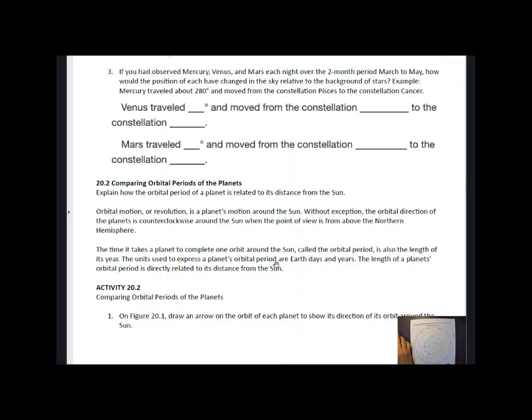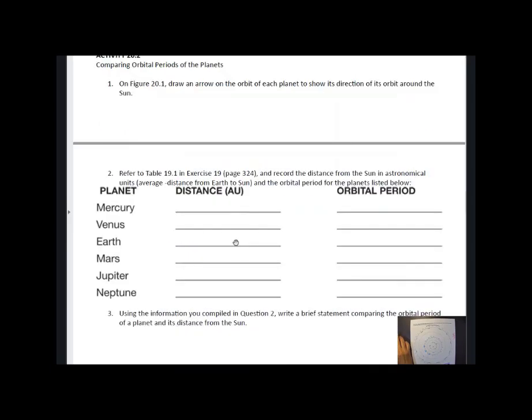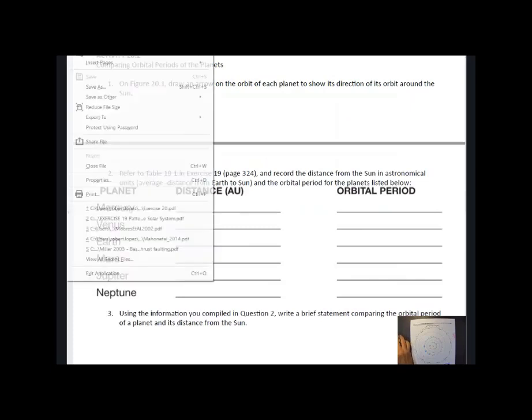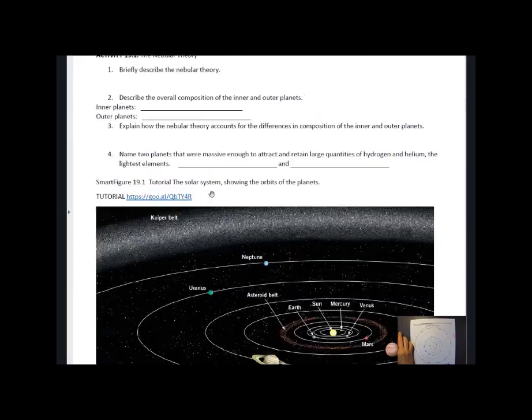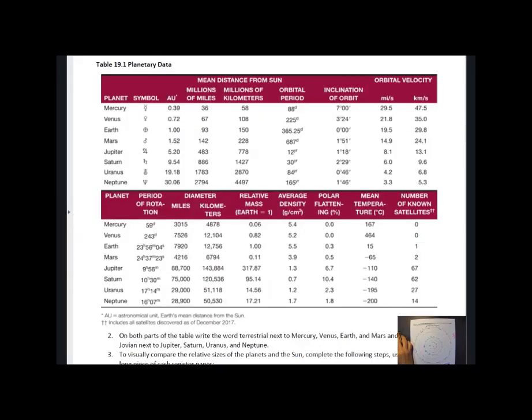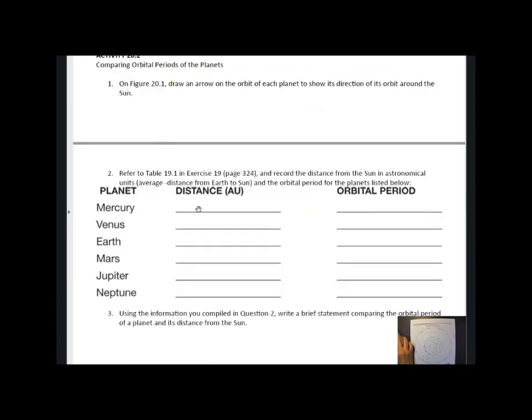Now we're going to compare the orbital periods of planets, right? For this, just get the data off of exercise 19. In fact, I got rid of it here. Let's bring it back up here. And let's go into this table here, right? So for example, they want to know the astronomical distance of Mercury and its orbital period.